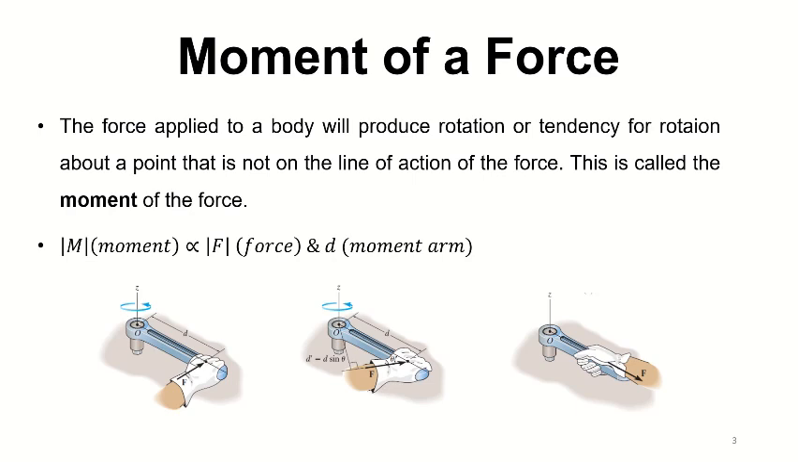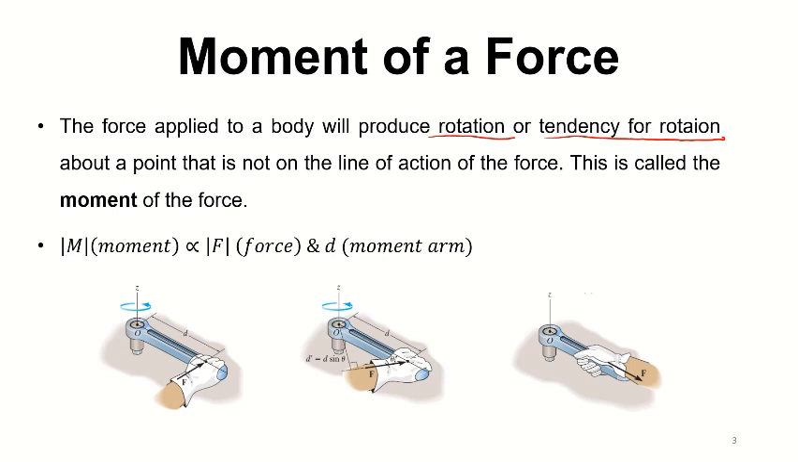So when a force is applied to a body, it will produce a tendency for the body to rotate about a point that is not on the line of action of the force, right? Sometimes the body may rotate, sometimes the body may not rotate. That's why it says it will produce rotation or tendency for rotation. It doesn't need to rotate always. Some forces may only have a tendency for rotation, right?